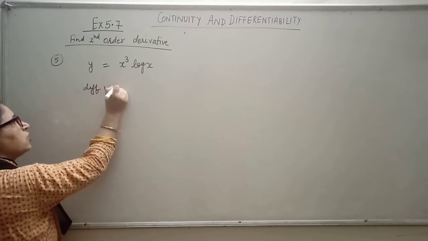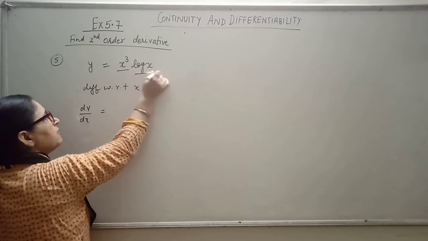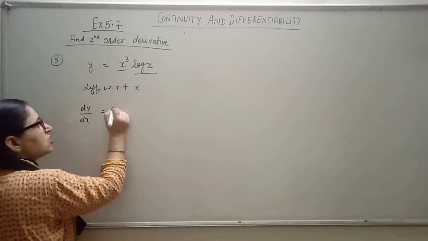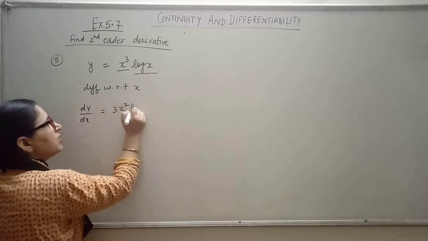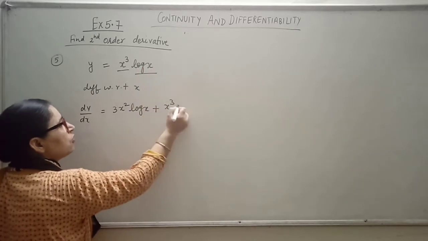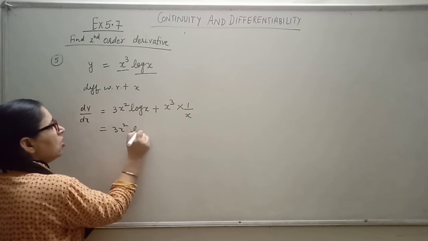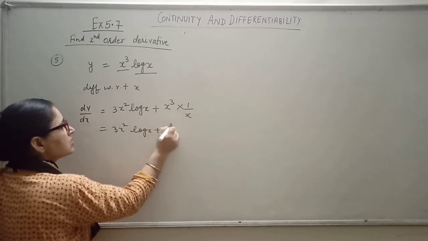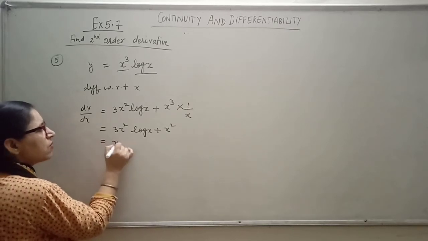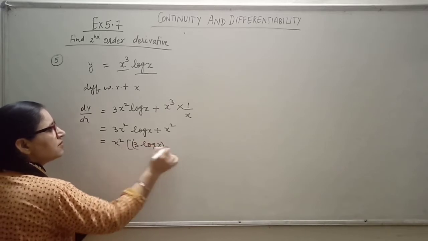So differentiating with respect to x, this would become dy by dx. Again you can see here two functions are in multiplication, so the product rule will be applied. What is the derivative of x cube? 3x square. Now the second function will be written as it is, plus the first function as it is, and the derivative of log x is 1 upon x. So it becomes 3x square log x plus x square. Now I can take out x square common, so it will become x square times 3 log x plus 1.